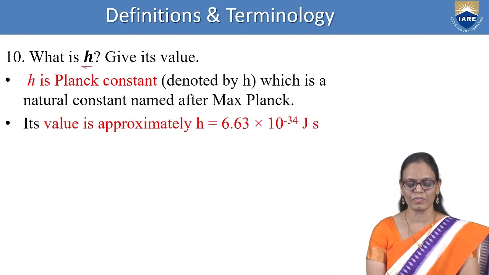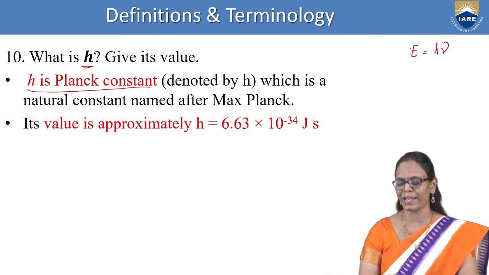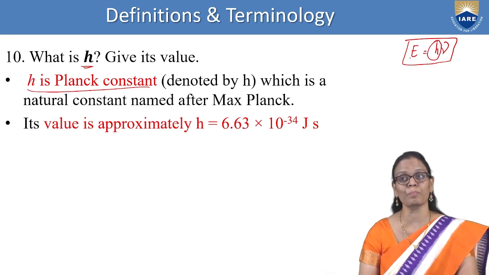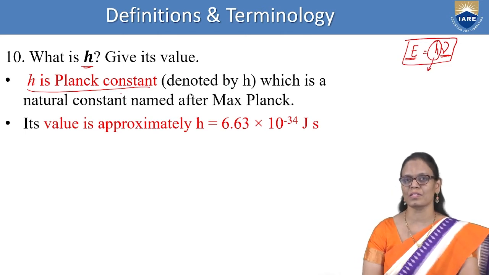What is h? We have already discussed. h is the Planck's constant, named after the scientist Planck, who gave us the relationship between energy and frequency. This is the energy of the photon, and this is a constant, he said. He repeated the experiments with different frequencies and calculated the energies, and there is a constant on which it depends, which he gave the name Planck's constant, named after him.